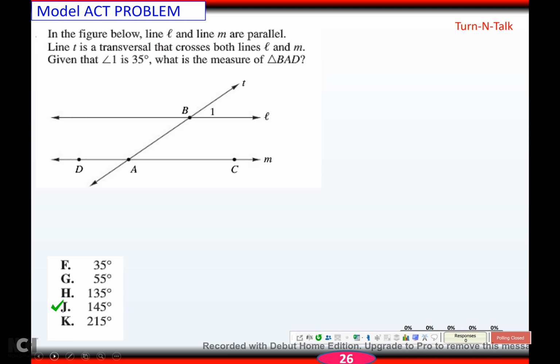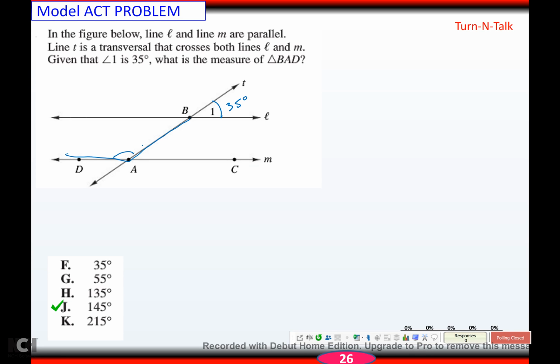And hopefully you got J. In the figure below, lines L and M are parallel. Line T is a transversal that crosses both L and M. Given that angle 1 is 35 degrees, what is the measure of angle BAD?